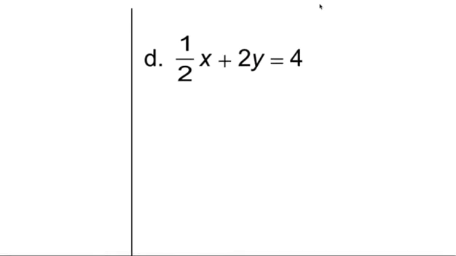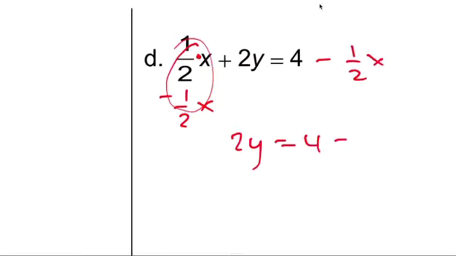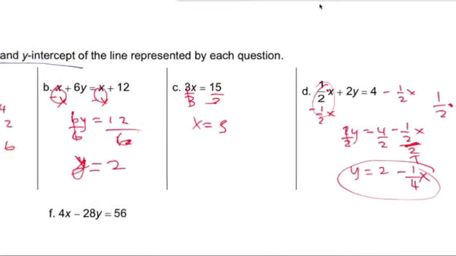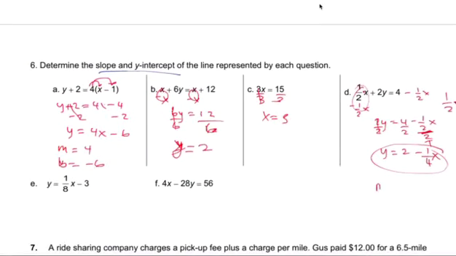Okay. The x is on the wrong side, so you minus 1/2 x. 2y equals 4 minus 1/2 x. Divide by 2. Y equals 2, minus 1/2 divided by 2. This divide turns into multiply, flip into 1 over 2. There you go. Your slope is negative 1 over 2. Y-intercept is positive 2.